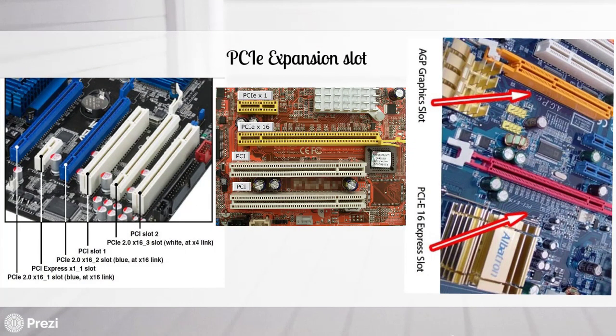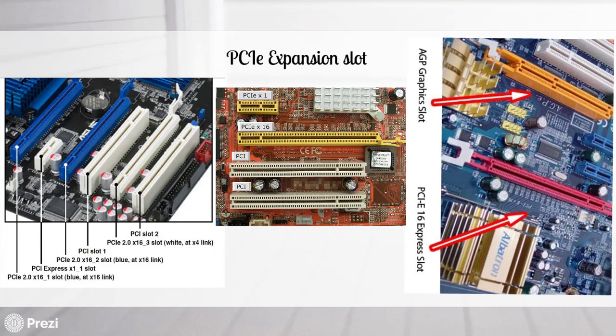Next one is the PCIe expansion slot. So this is the PCIe expansion slot, this one. PCIe X1, PCIe X16. Okay, so these figures are comparisons of the PCIe compared with the PCI Express, and so on and so forth. So the PCIe, PCI Express, is the latest, fastest, most popular expansion bus in use today.